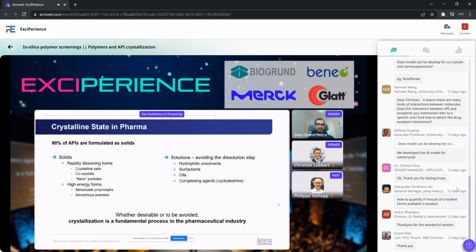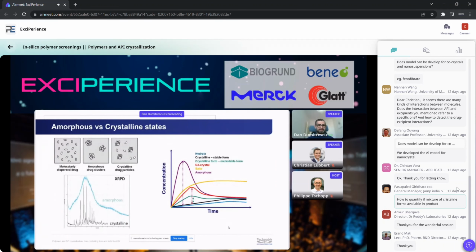This is probably something you are more than familiar with. 90% of APIs are formulated as solids, either as rapidly dissolving forms, so salts, co-crystals, nanoparticles, or as high energy forms, metastable, polymers, amorphous powders, or as solutions to avoid the dissolution step altogether. But the takeaway from this is whether it's desirable or to be avoided, crystallization is a fundamental process in the pharmaceutical industry, and I think the poll showed that quite clearly.